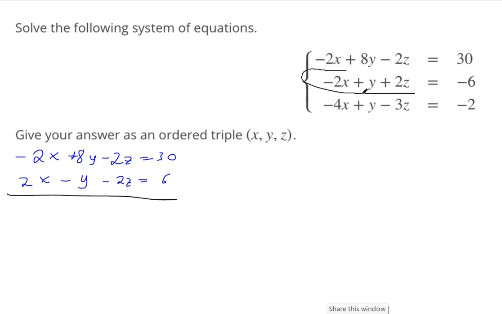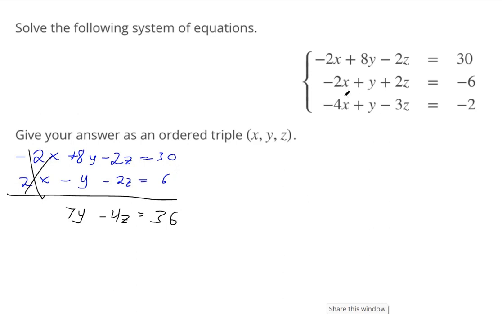I multiplied this by -1. That way, when I add these two equations, they cancel out. And 8y plus -y makes 7y. -2z plus -2z makes -4z. And then 30 plus 6 makes 36.